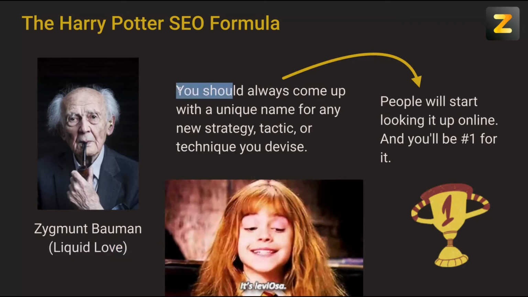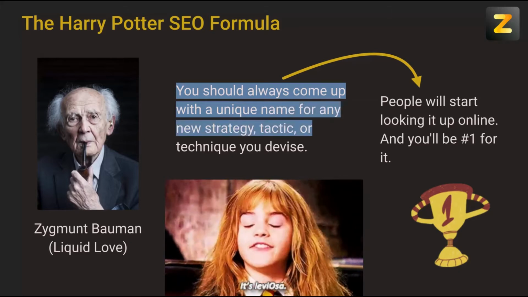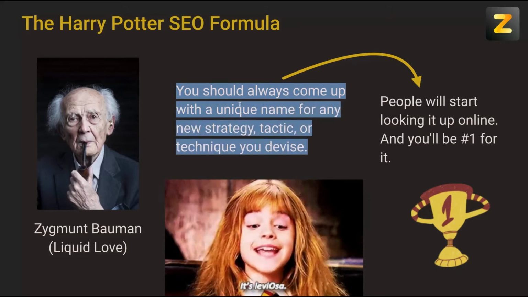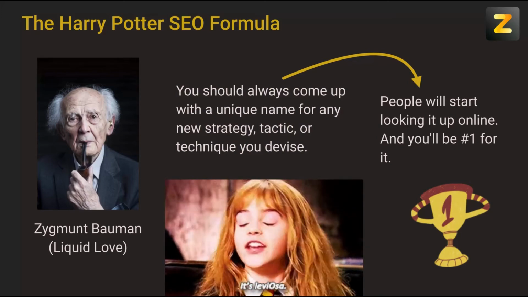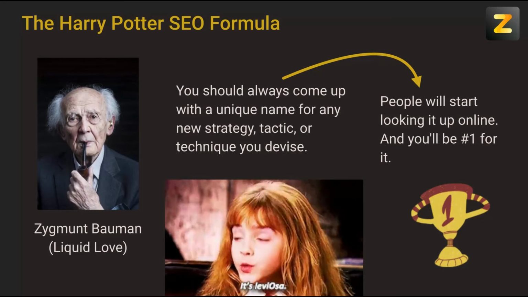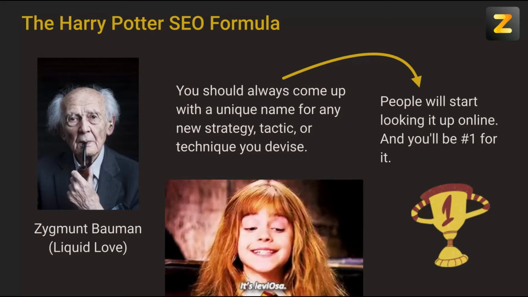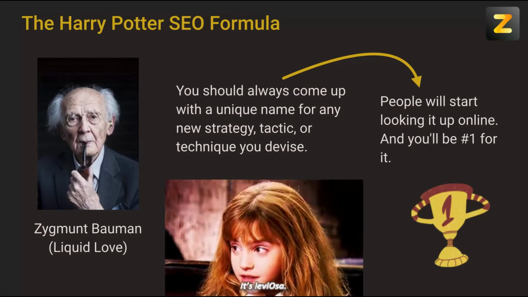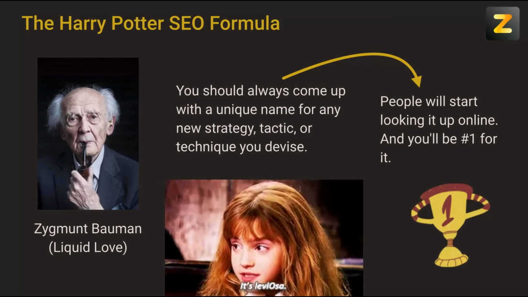You should always come up with a unique name for any new strategy, tactic, or technique you devise. So if you create a new strategy, a new tactic, a new technique, remember to create the name, and then we are gonna rank first on Google. And why is the name the Harry Potter SEO formula? Because this strategy is one explanation why Harry Potter is so famous.